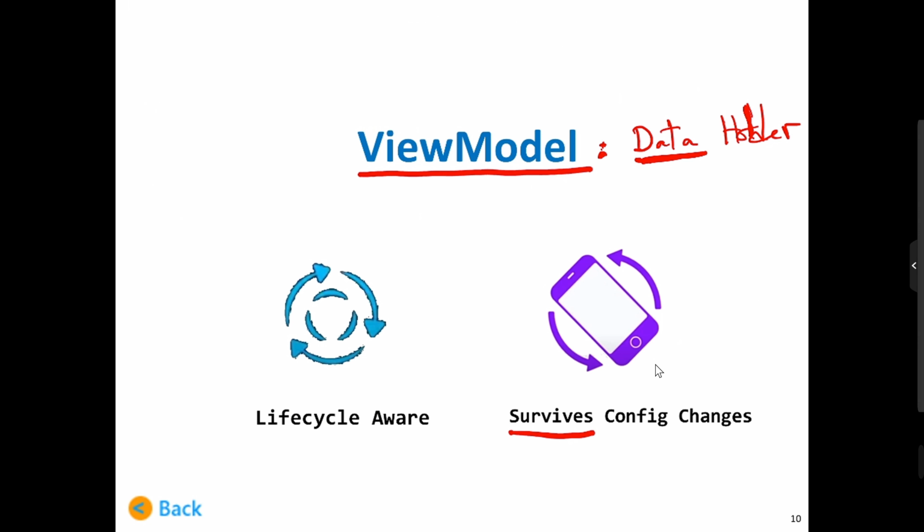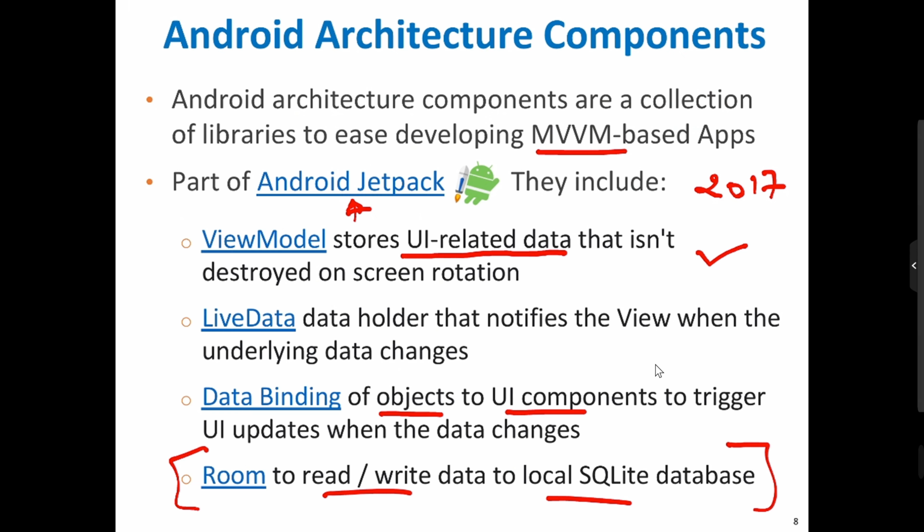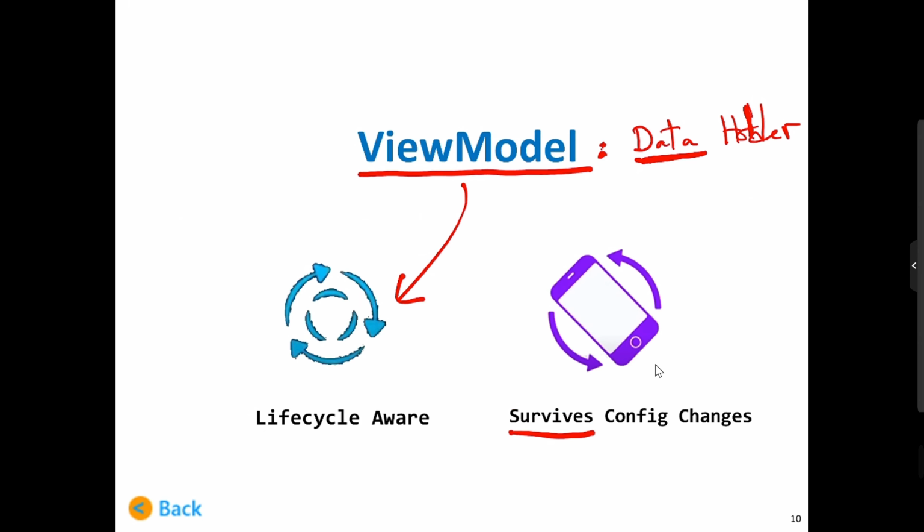This view model is also lifecycle aware. It gets created when the activity is created, but if the activity is destroyed and recreated because of a configuration change, the view model does not get destroyed. It stays alive, and it only gets destroyed when the activity is completely destroyed. If it is explicit, if we call finish in code, or if the user goes ahead and closes the activity, then the view model will be destroyed. But if it is just a configuration change, the view model will still be there. It will not be destroyed.